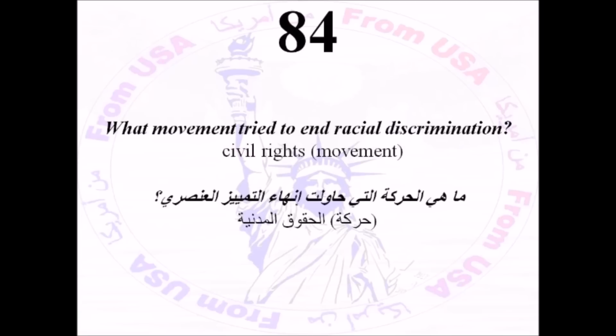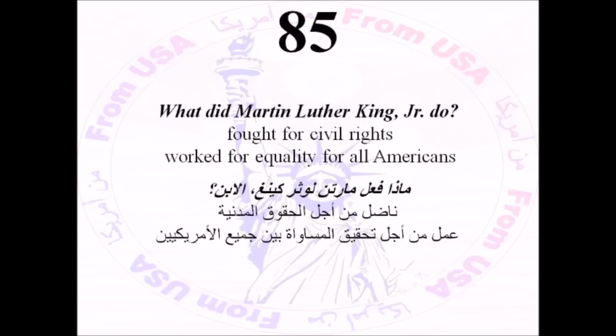84. What movement tried to end racial discrimination? The Civil Rights Movement. 85. What did Martin Luther King Jr. do? He fought for civil rights, and he worked for equality for all Americans.